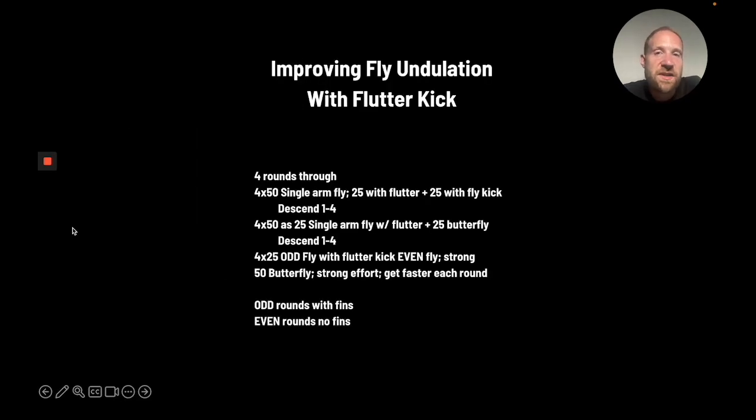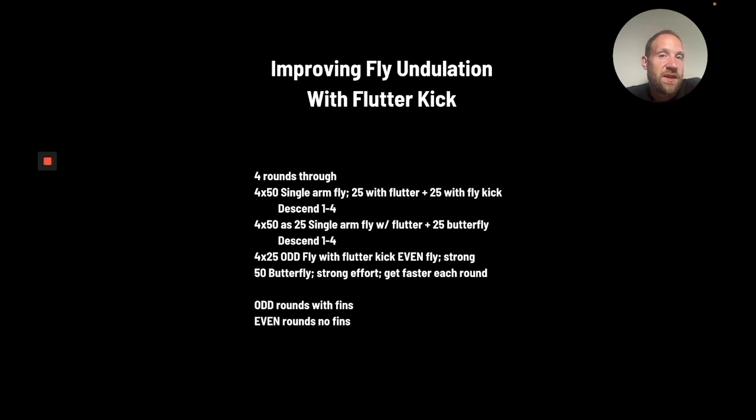So this set is specifically designed to improve fly undulation by tightening it up while using a flutter kick fly. So they're going to go 4 rounds through it. They're going to go 4 50s with single arm fly. They're going to go 25 with flutter and then 25 with fly kick. So they experience the flatness and then they try to keep that flatness while swimming with a dolphin kick. Each one will get faster so they learn how to execute this skill with increasing speed.